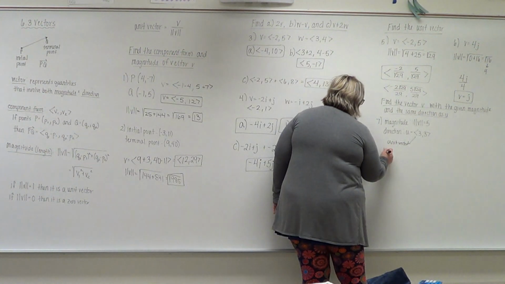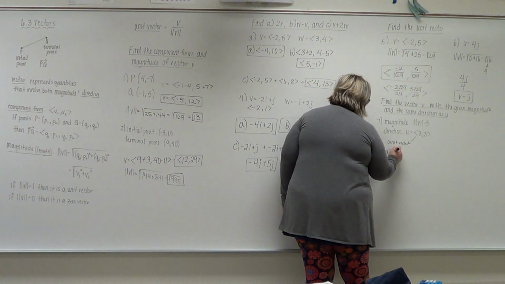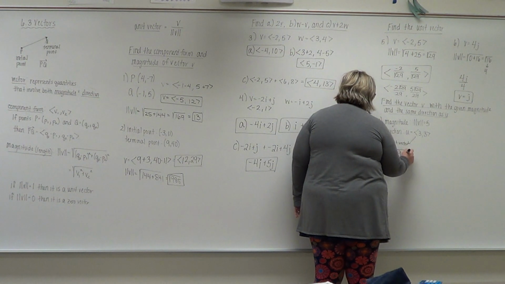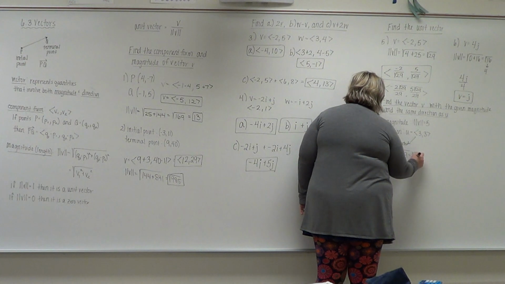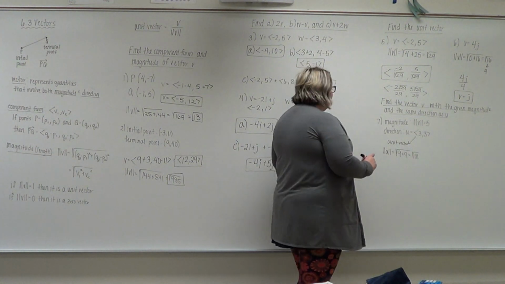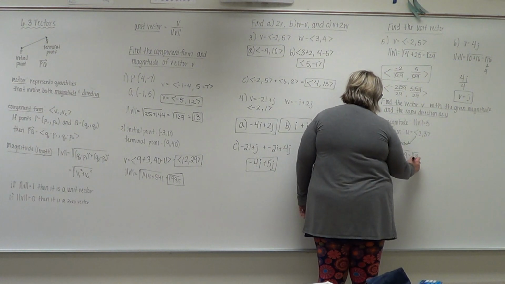So magnitude of u, square root of 3 squared, which is 9, plus 3 squared, which is 9, is 18. Okay, now that's not a perfect square, but that will break down, so you want to break it down.